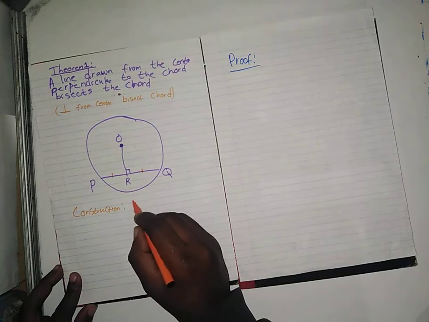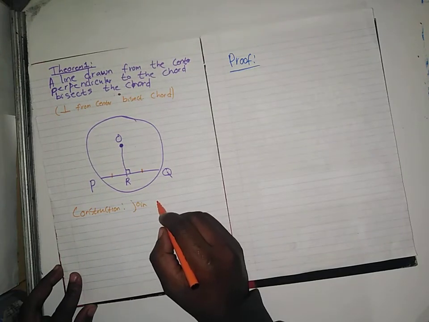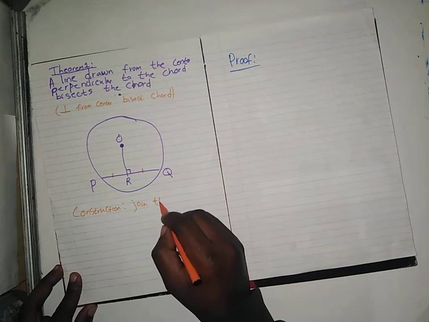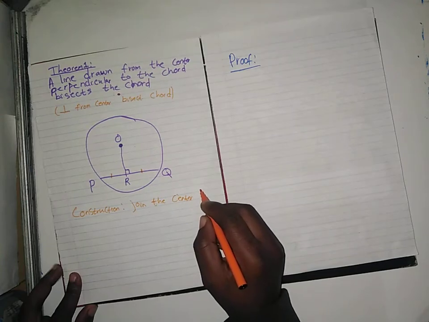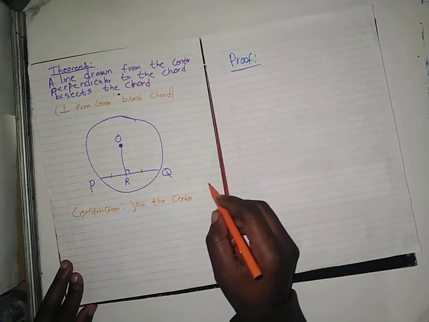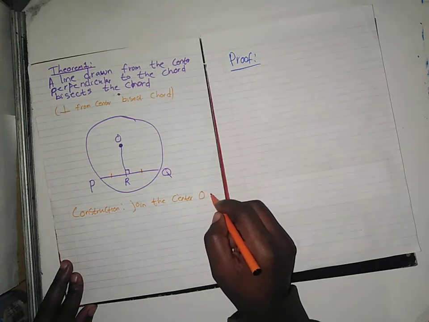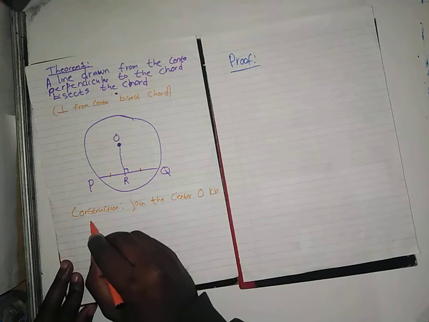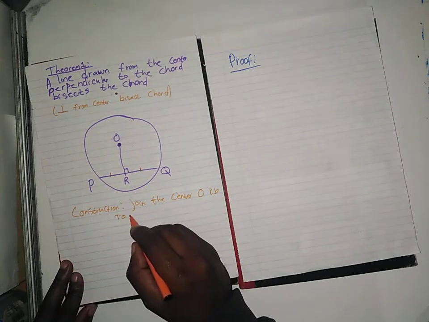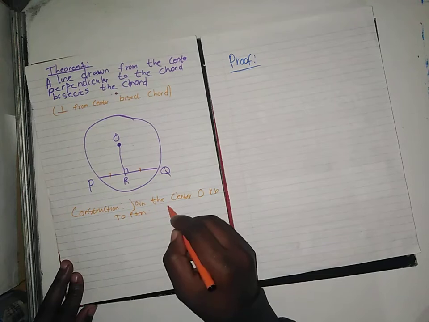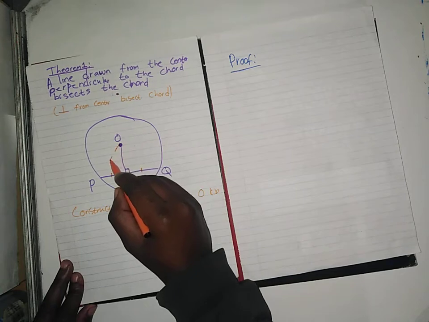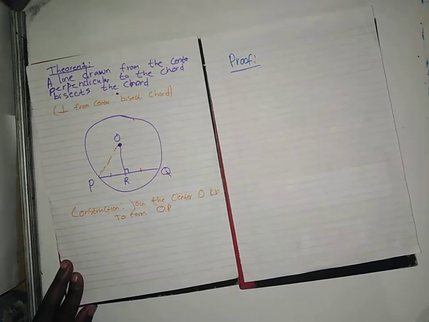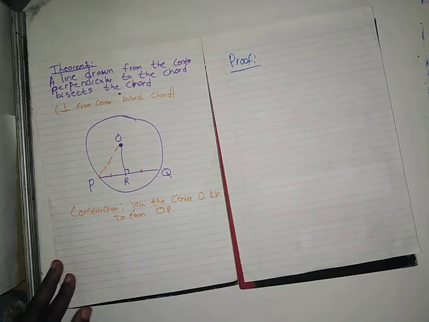You then join the center O and P to form OP. Okay, that means you do this. Can you see? You do this. Now you've got OP. Please make this a broken line, because it's not part of what you are given. You are creating it yourself.